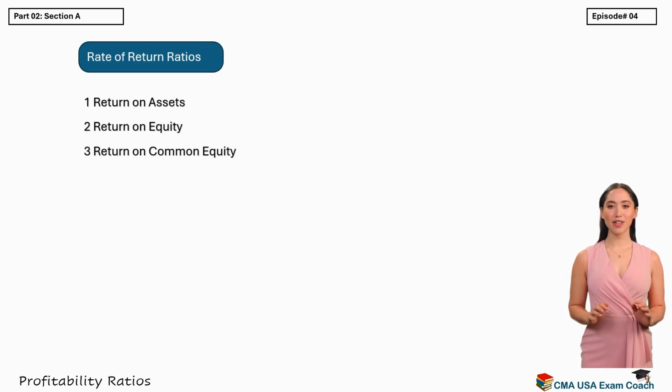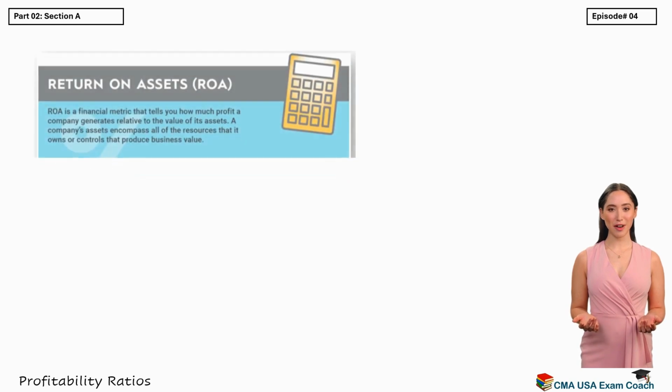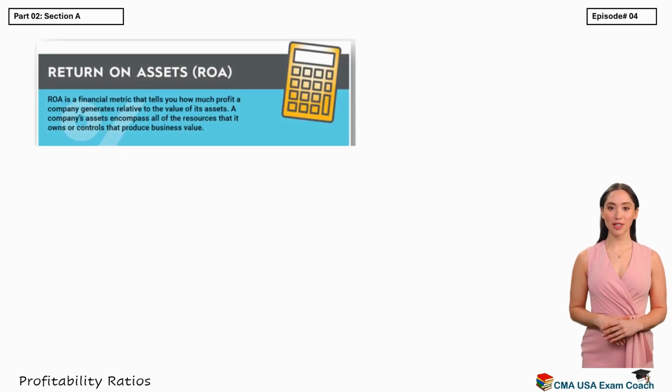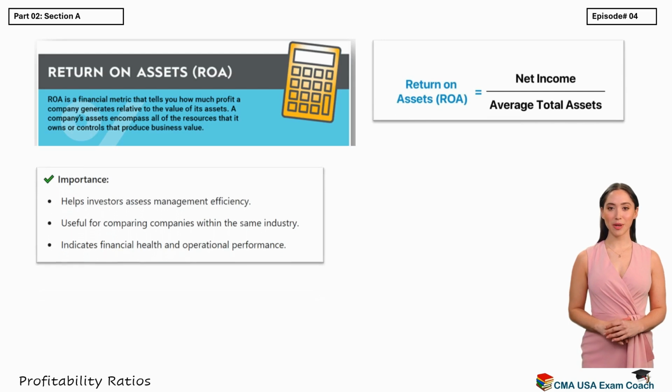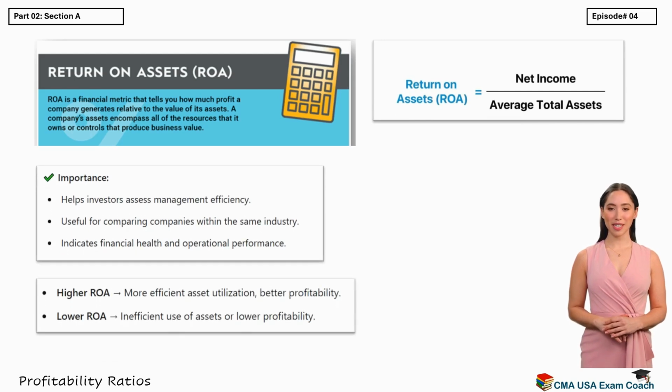Let's begin with return on assets, or ROA. ROA is a key profitability ratio that measures how efficiently a company uses its assets to generate net income. In simple terms, it tells us how much profit a company earns for every dollar invested in its assets. This ratio is important because it reflects how well management is utilizing the company's resources to drive earnings. It helps both internal decision-makers and external investors evaluate operational efficiency.